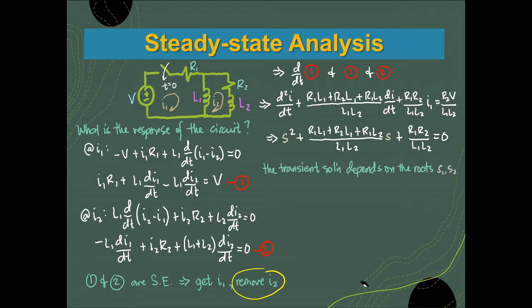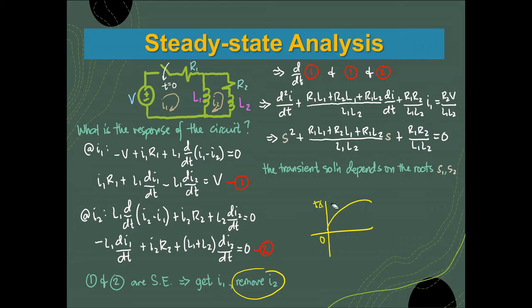The transient solution depends on the roots s1 and s2. If you can recall the graph for the charging of the inductor, in this case the inductor, you understand the transient, from a certain number to a certain number, so from 0 to 5 amps.